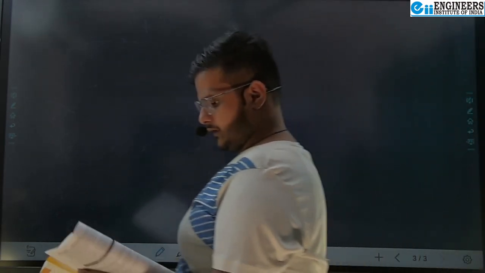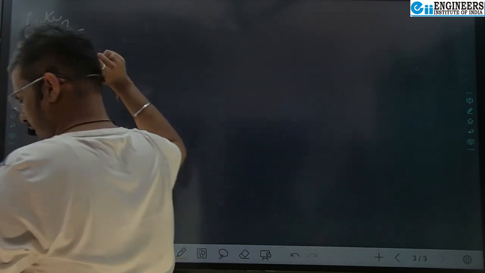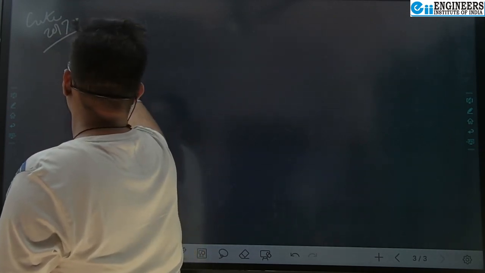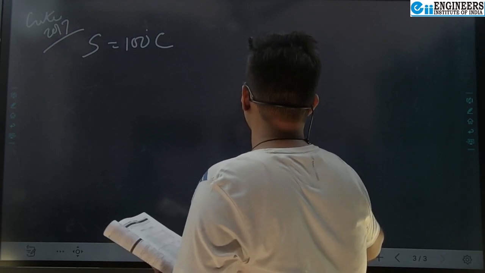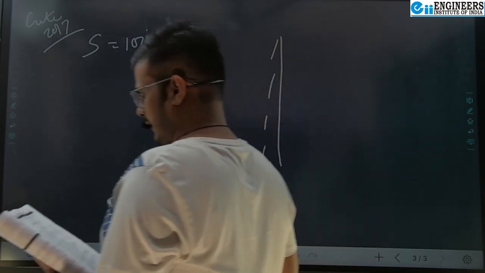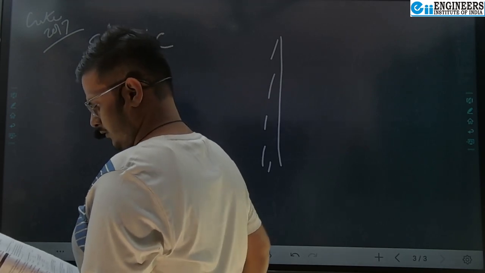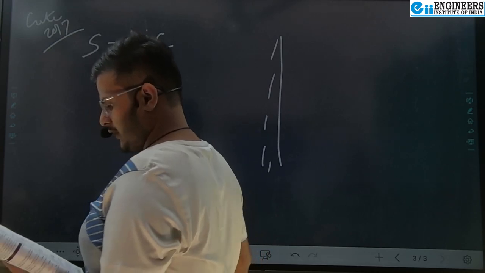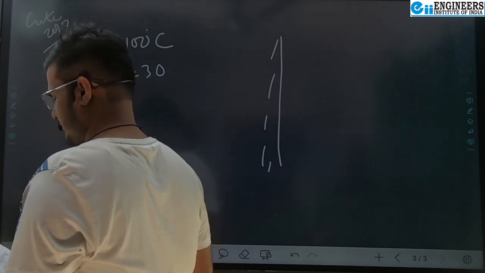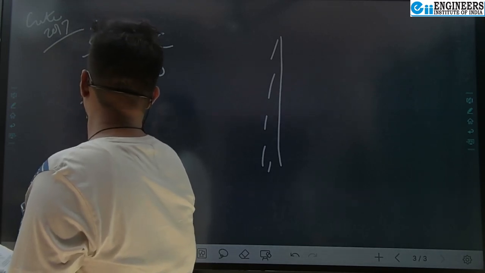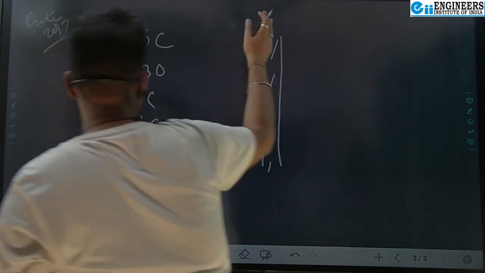It has been asked in GATE 2017. Here it is said that steam is at 100 degree Celsius, condensing on a vertical plate. The condensate flow is laminar, that means Re is equal to 30. The average Nusselt numbers Nu1 and Nu2 are for plate temperatures of 10 degree and 55 degree Celsius respectively. So temperature 1 is 10 degree Celsius, temperature 2 is 55 degree Celsius, that is the temperature of the plate.